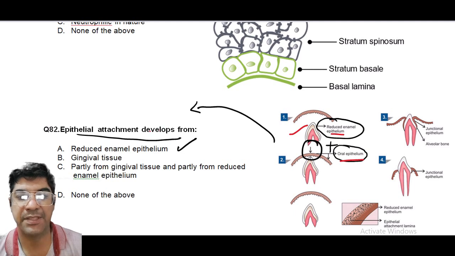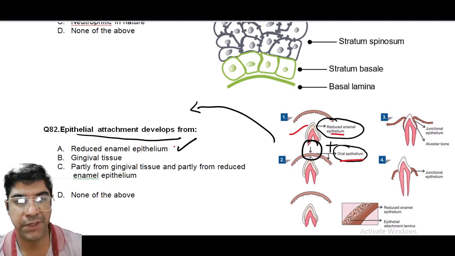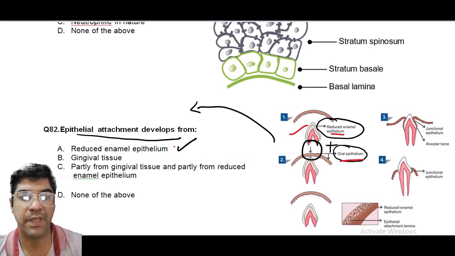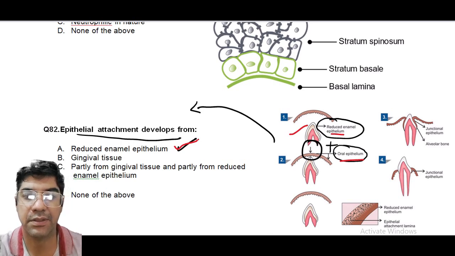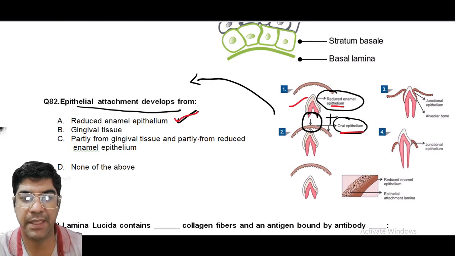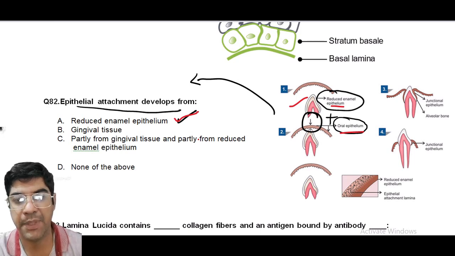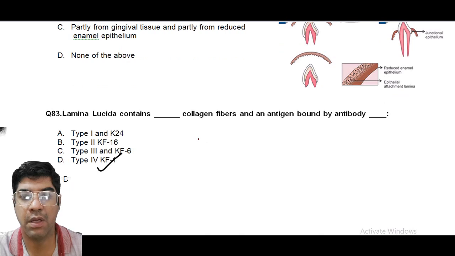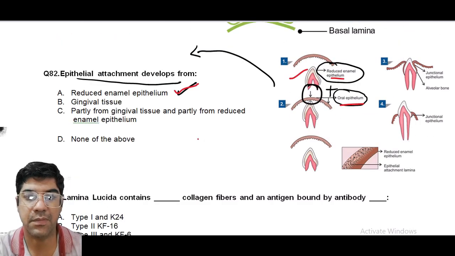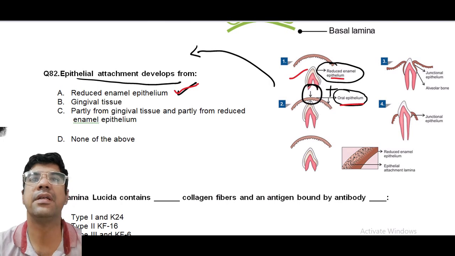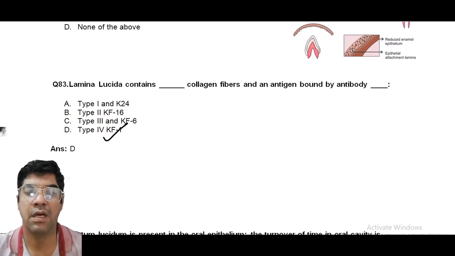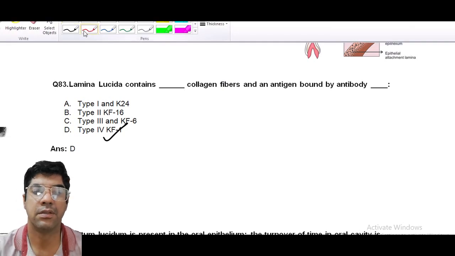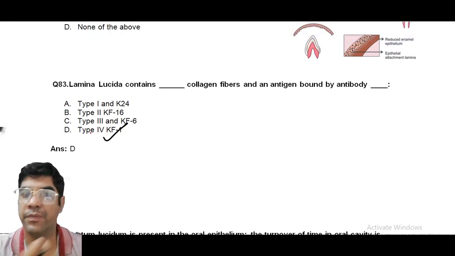So this epithelial attachment, it is an important component of the periodontium that connects the tooth to the surrounding gingival tissue and provides a barrier against bacteria and other irritants. The epithelial attachment is through the fusion of reduced enamel epithelium with the oral epithelium. The lamina lucida contains type 4 collagen fibers and antigen bounded by KF1 antibody. So remember that from your exam point of view.